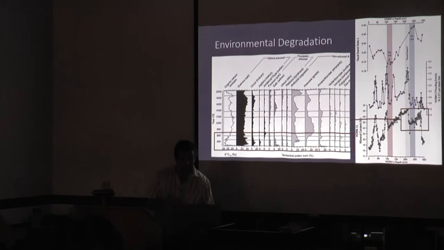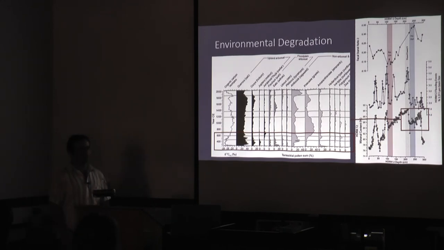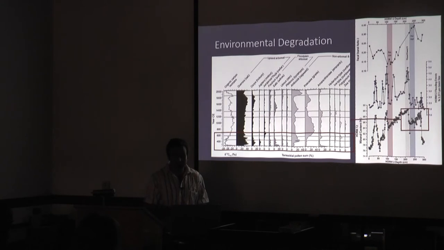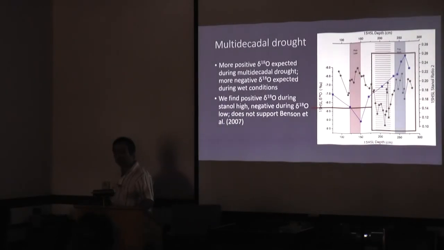And in addition to that, Munoz et al. in 2014 actually demonstrated that a lot of tree pollen really declined much earlier, around 400 to 500 AD. So he argued that deforestation occurred almost 1,000 years before Cahokia was a thing. So moving on to the idea of multi-decadal drought.